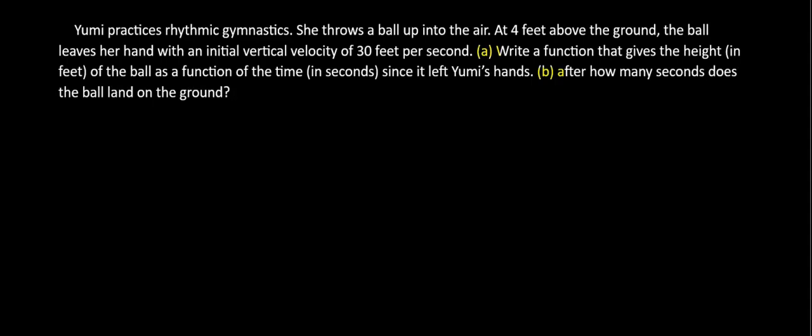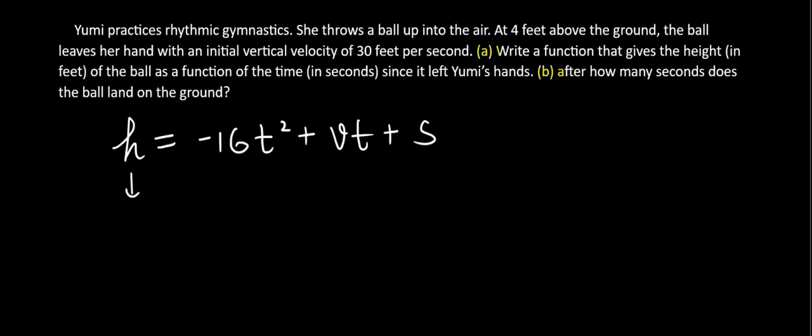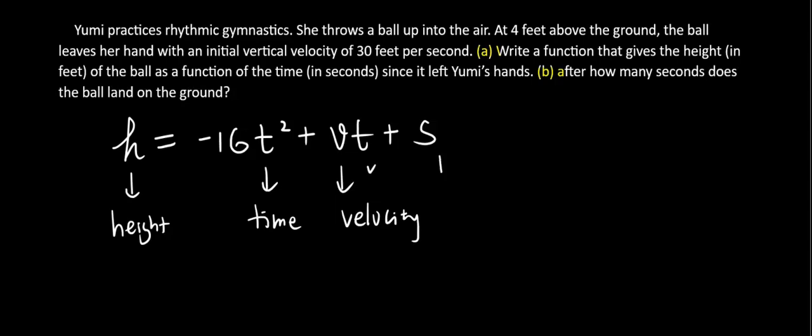All right, first things first, we should write down the vertical motion model. Height is -16t squared plus vt plus s, where h is height, t is time, v is velocity, and s is initial height. Once you understand each part, what it means, we can simply plug in what we know, and then next, we solve for what we don't know.